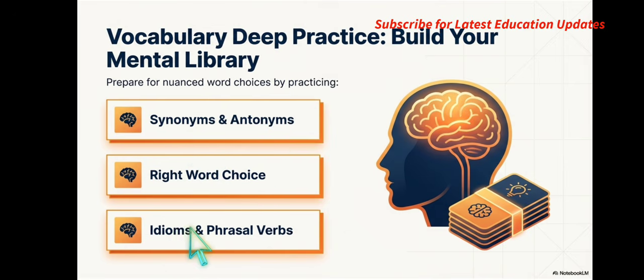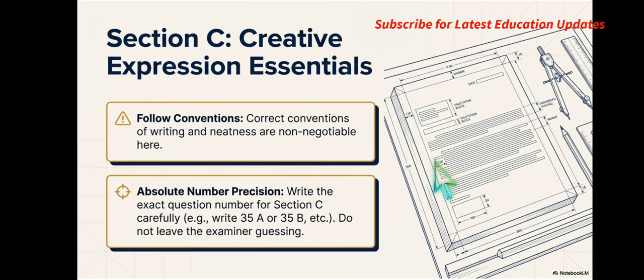Then the very difficult area is idioms and phrasal verbs. So focus on the 4th unit, 2nd unit, and 8th unit phrasal verbs, textual exercises, and our rising and shining material. So now the most important aspect to score 100 marks in English is attempting creative expression answers, right?